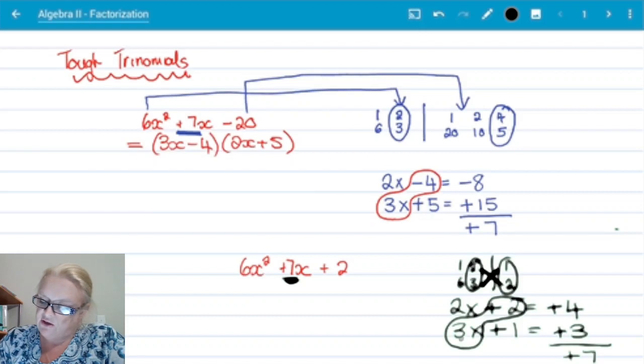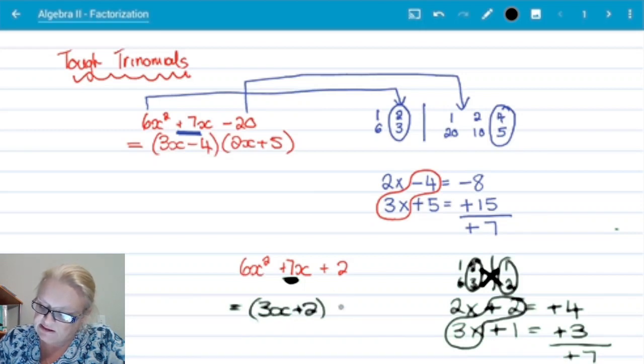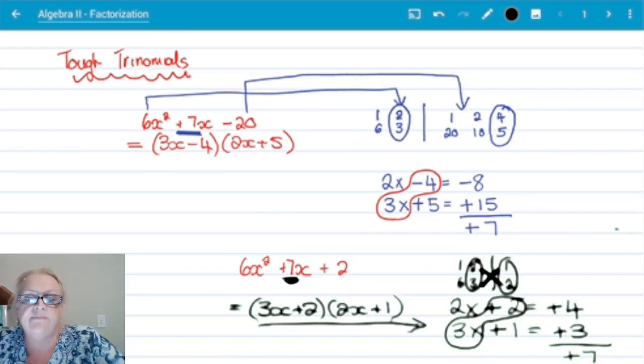So I get 3x plus 2 and 2x plus 1. There's your answer. Got it? Right.